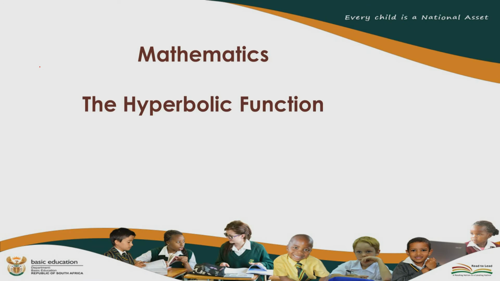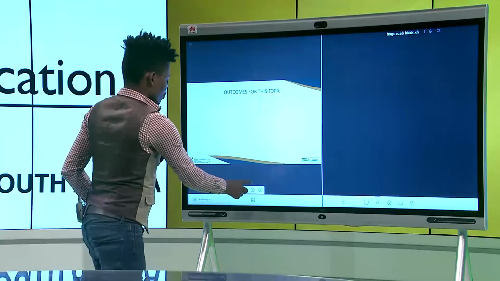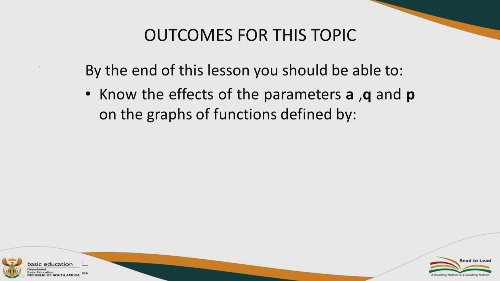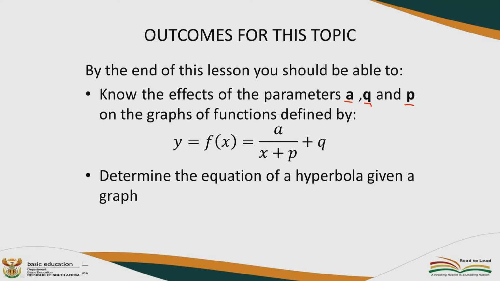So now let us go through the lesson outcomes. By the end of this lesson, you should be able to do the following. You should know the effect of the parameters a, q, and p on the graphs of the functions that are defined by the equation y equals f of x. It can be g of x, h of x, a over x plus p plus q. You should also be able to determine the equation of the hyperbola given a graph.